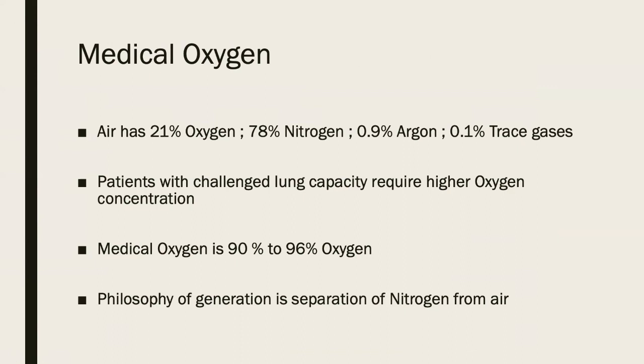How is the medical oxygen being generated? The simplest way in which medical oxygen today is being generated, whether from local machines or machines imported from abroad, is separating nitrogen and oxygen. Basically, we have air which contains 21% oxygen, 78% nitrogen, about 1% argon, and some trace gases. So all we need to do is remove nitrogen from air, and voila, what you have is medical grade oxygen.